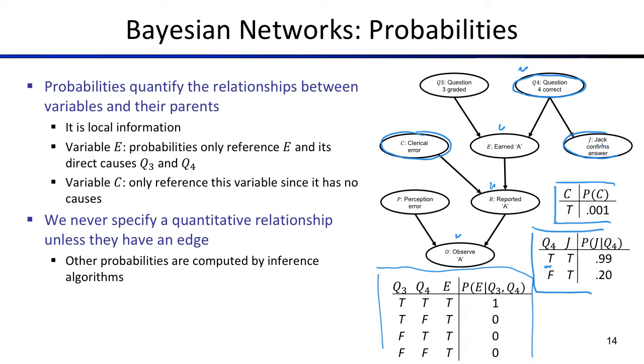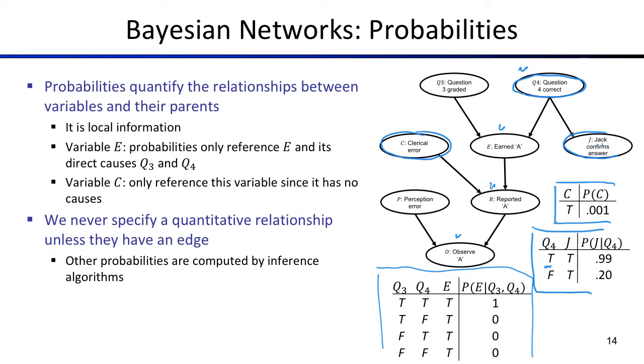So if we have to express just the probability of the clerical error, it's simple to figure out. The same way, the probability of Jack confirming the answer is correct, given that our question is also correct, is sort of simple to figure out. So these probabilities are much easier to understand, to express, to collect, to get from data, or get from an expert, than if we have the full joint distribution table. That is the trick here.